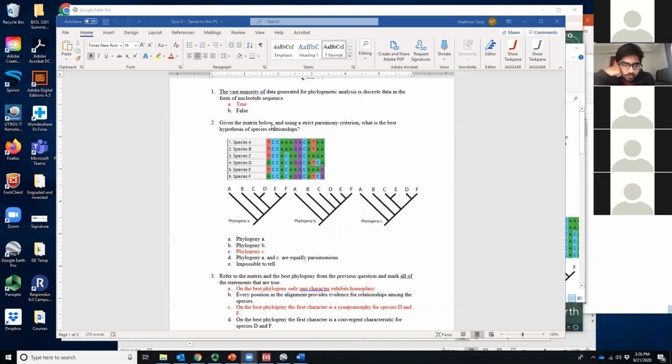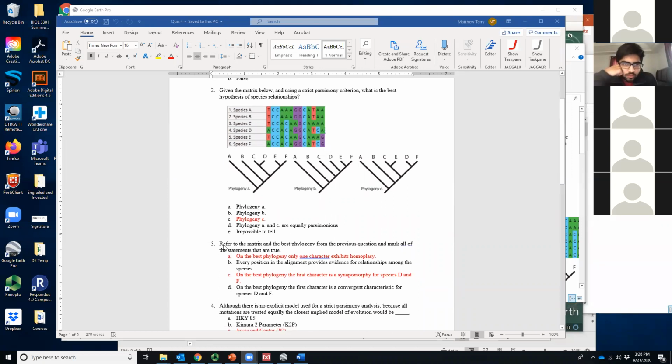It's different than questions you've seen. Maybe it's a little more detailed because I'm asking a whole bunch of questions and they had to evaluate every single one. But basically, I gave them a matrix, and then they had to map the characters onto these three phylogenies and figure out which one was the best one. So that was the first part. Okay, so do you feel comfortable doing that, or do you want to practice it?